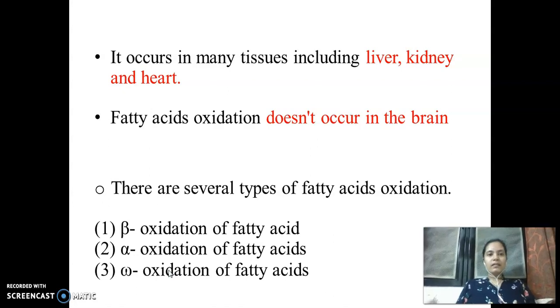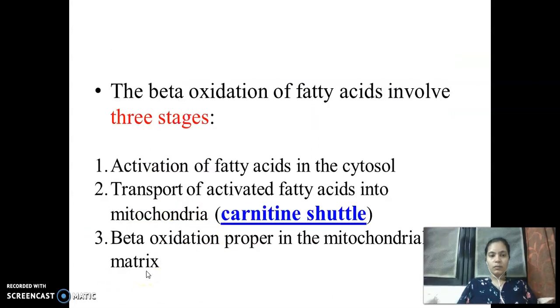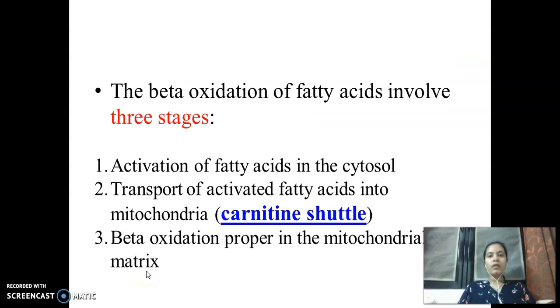So where does this occur? So it occurs in many tissues like your liver, kidney and heart, and it does not occur in the brain. So there are three steps that are involved in the oxidation. That is, first is beta oxidation, alpha oxidation and omega oxidation. So we'll be studying beta oxidation.